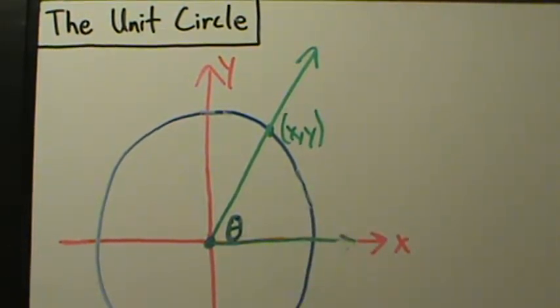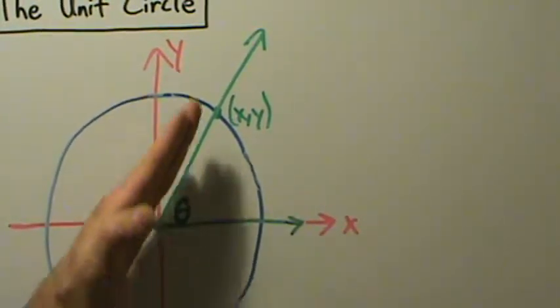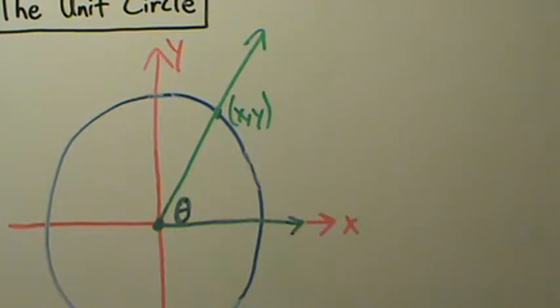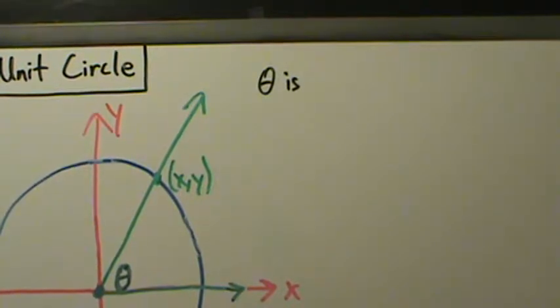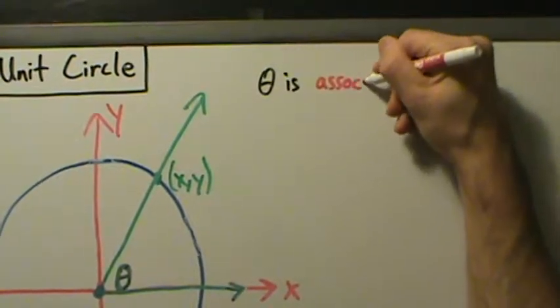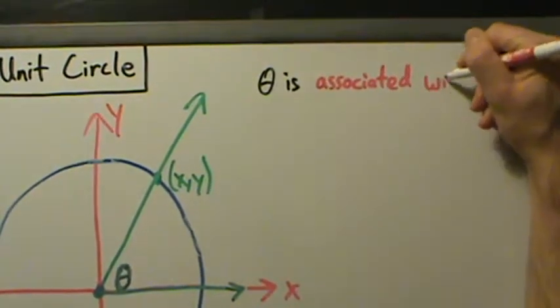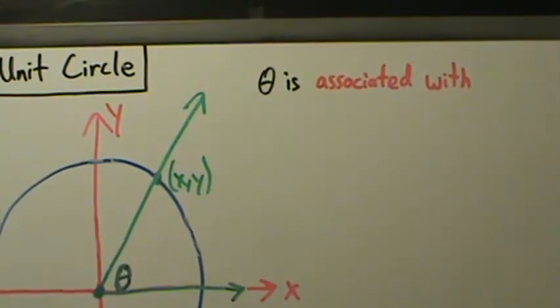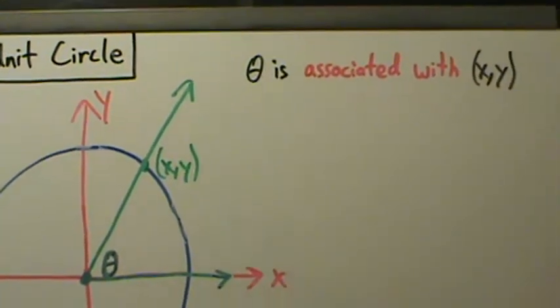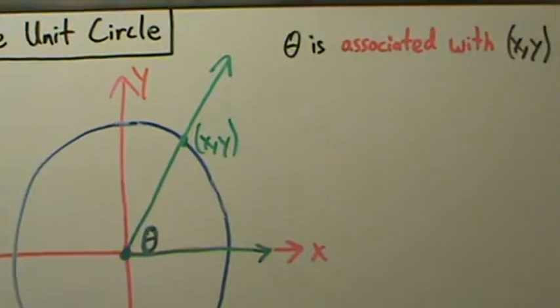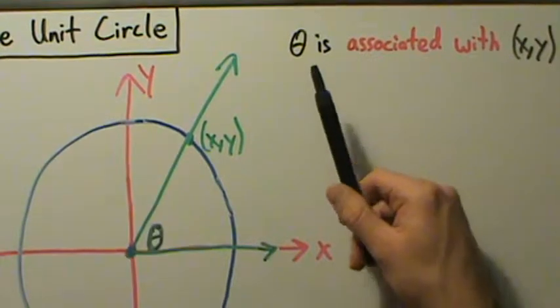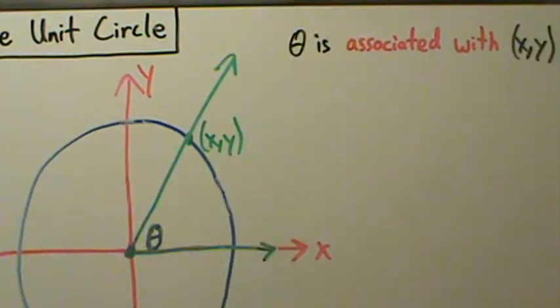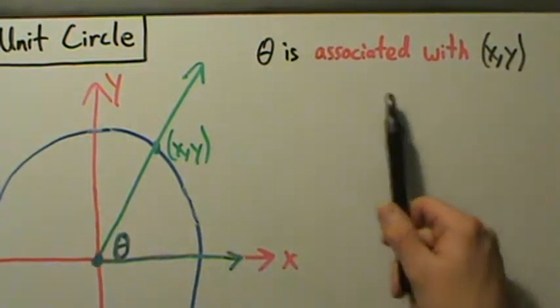Okay. So first, just a quick definition. If we have this angle theta whose terminal side goes through this point x comma y, then what we say is theta is associated with the point x comma y. Okay, so that's just a quick definition there. So if we have an angle in standard position, and the terminal side goes through a point x comma y, then we say this angle theta is associated with x comma y. Okay, and we'll do a couple examples later on in the video that use this definition here.